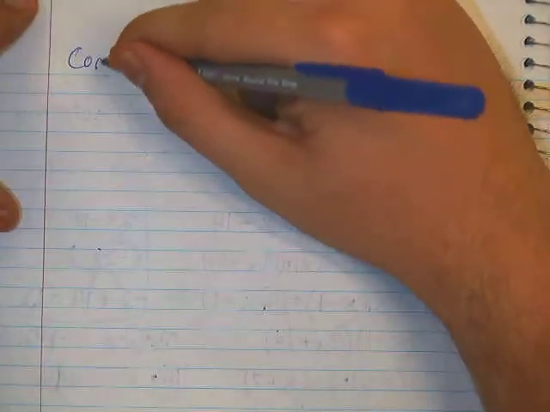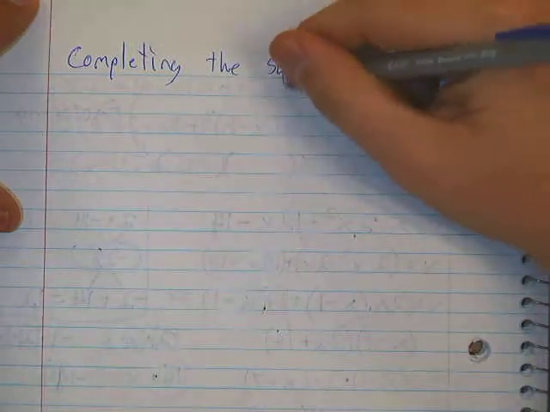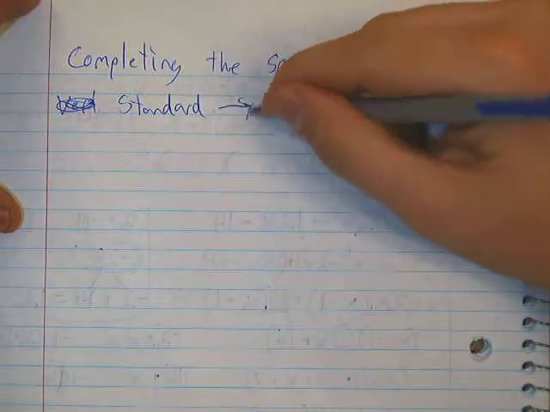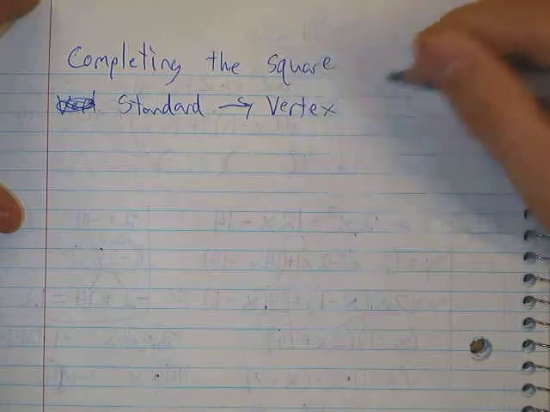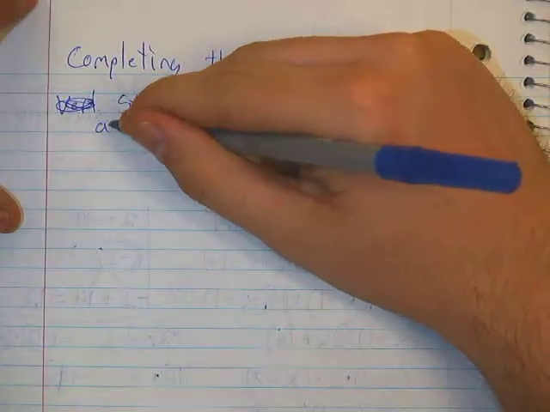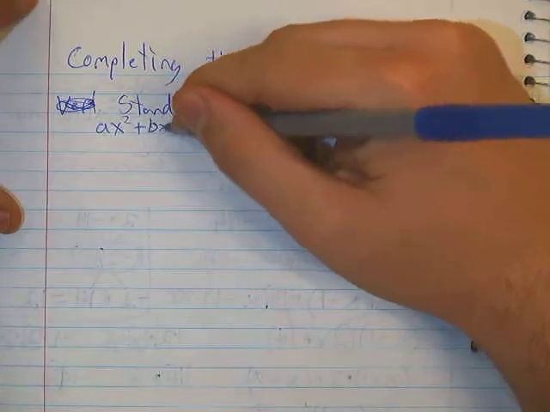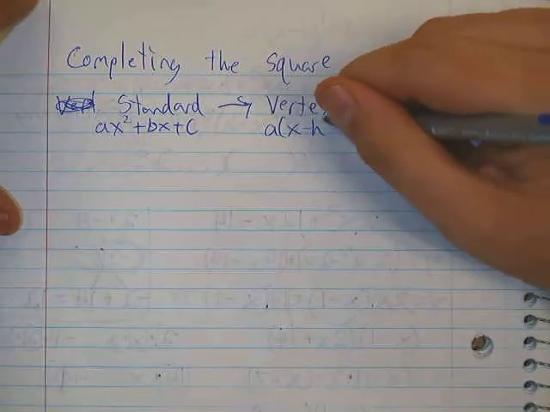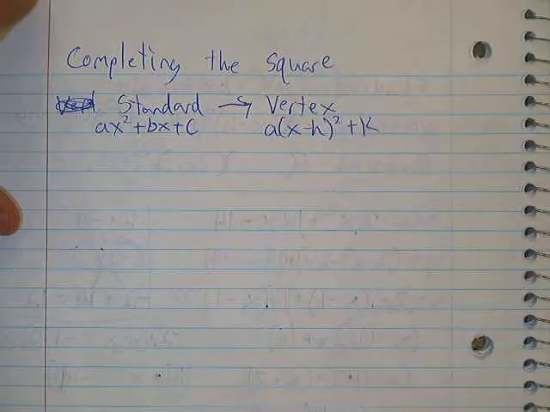The last video focused on factoring. This one will focus on completing the square. Completing the square will take you from standard form to vertex form. And again, standard form is ax squared plus bx plus c, and vertex form is a times (x minus h) squared plus k.